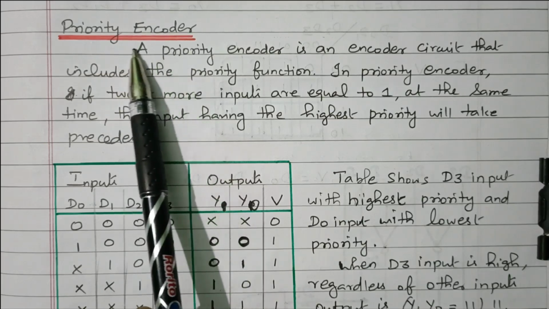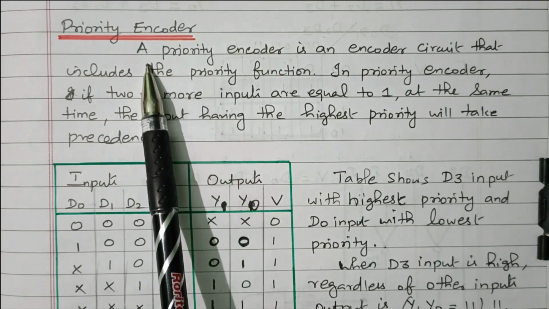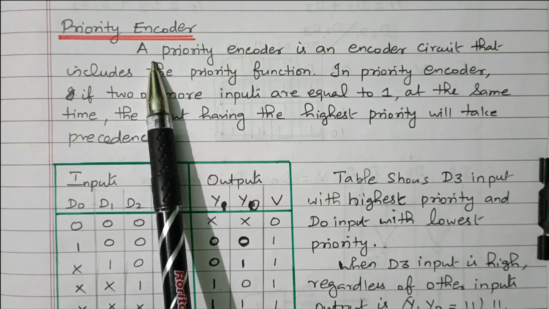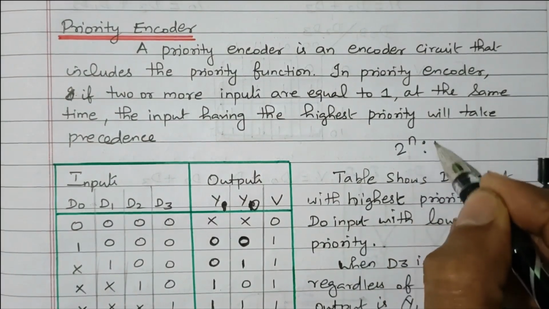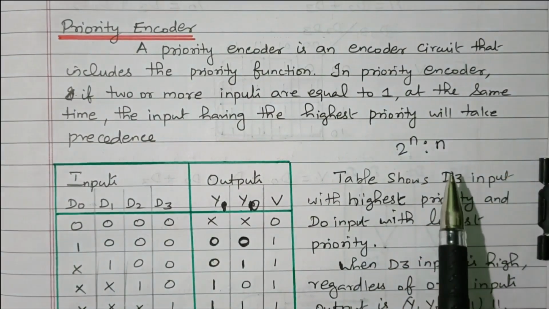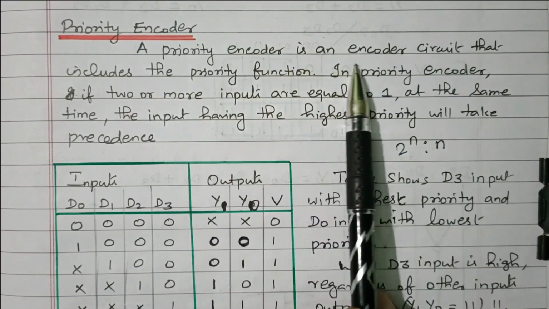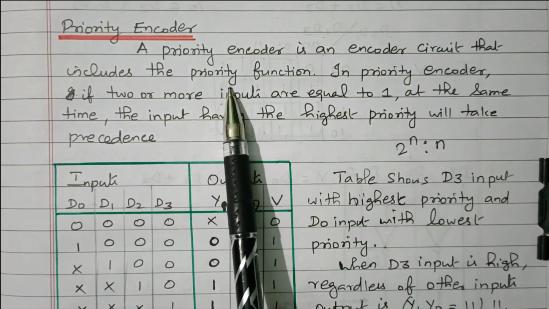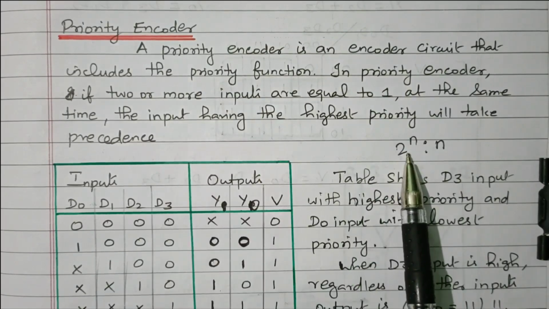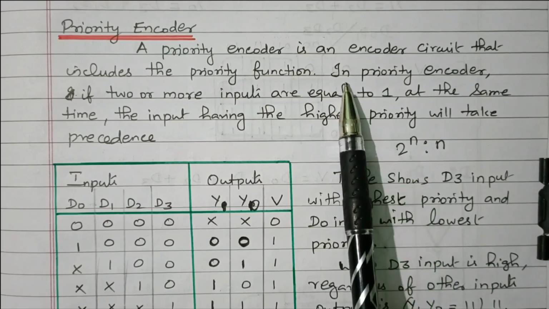Now we'll go to the topic priority encoder. We know that an encoder is a device having 2 to the power n inputs and n outputs. 2 to the power n inputs with n number of outputs. In this we will see what the priority encoder is. The priority encoder is an encoder circuit that includes the priority function. Out of 2 to the power n inputs, the priority will be given. The output will be based on the priority of the input.